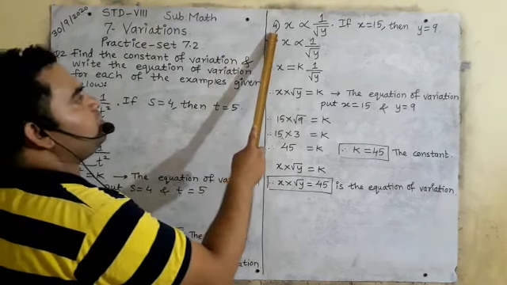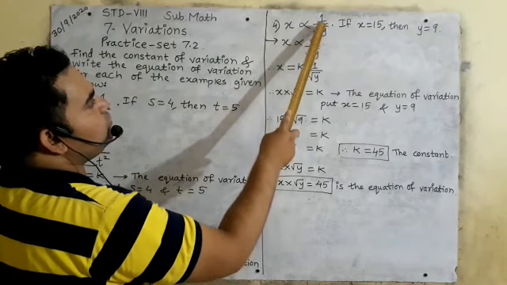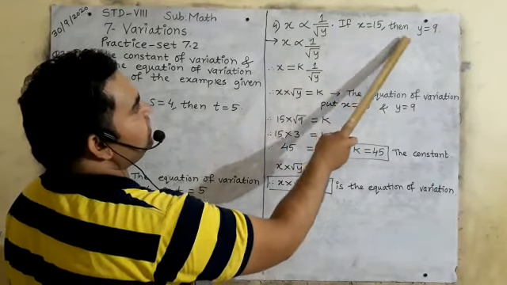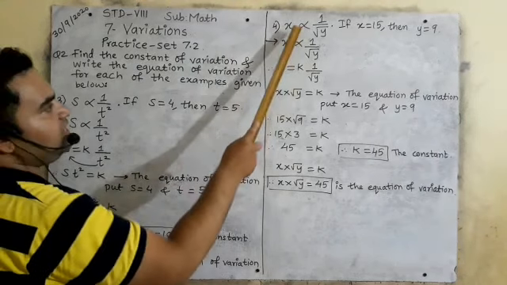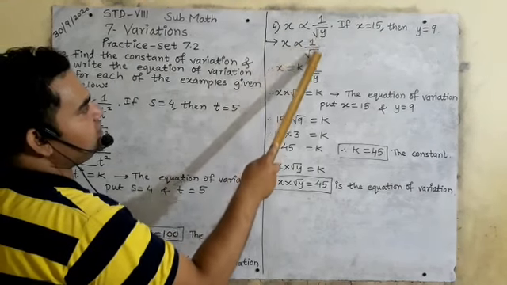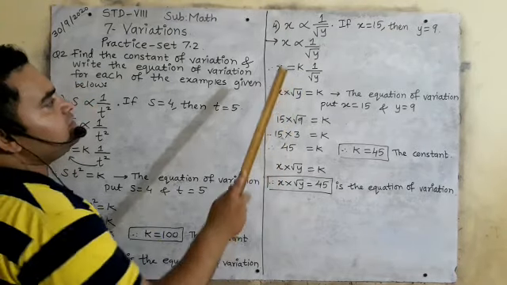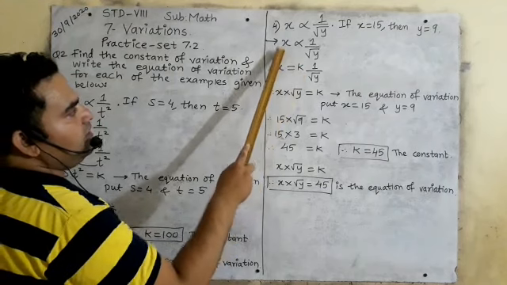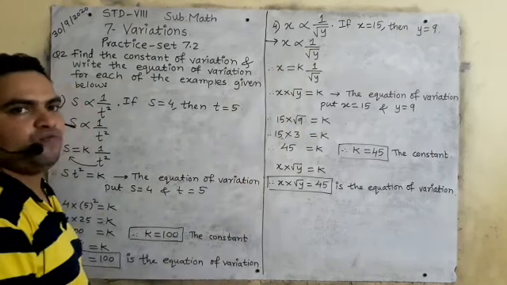Now look at here, the fourth one. X is inversely proportional to the square root of y. If x is equal to 15, then y is equal to 9. We have to write the first question as it is. X is inversely proportional to square root of y. So now instead of this alpha, we will write is equal to k. X is equal to k times 1 upon square root of y.